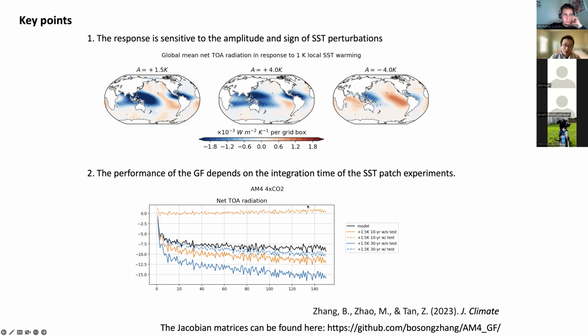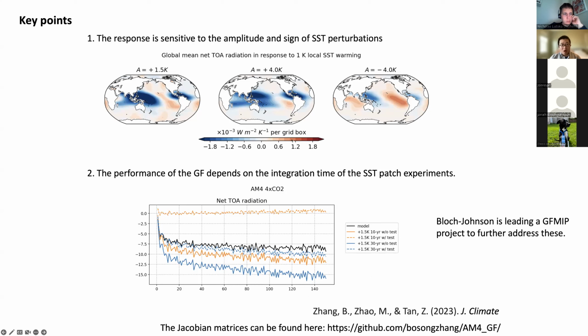And the second point is that we find that the performance of the Green's function is sensitive to the integration time. As you can see, the orange lines are using the 10-year simulations, whereas the blue lines are using the 30-year simulations. You can see there are some differences across these reconstructions. I think Block Johnson is leading a Green's function MIP project to further address these issues.